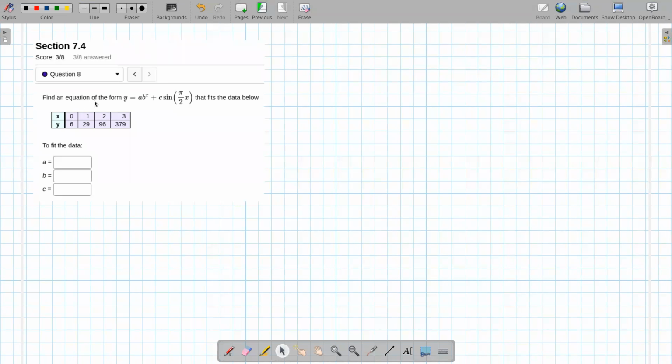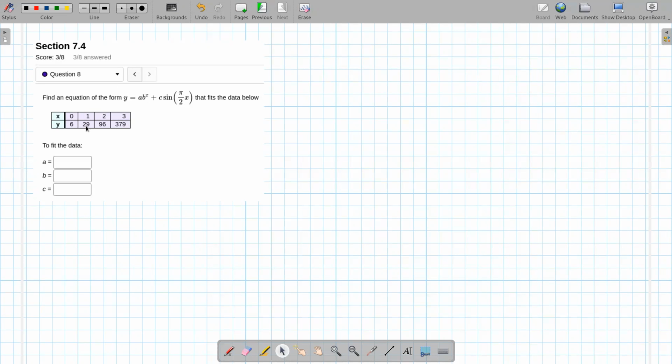So we want to match this equation here to these points there. So we pass through there. So 0, 6, 1, 29, 2, 96, 3, 379. And those are going to be hard to graph together because of that 6 to 379. So graphing is probably not a good option.